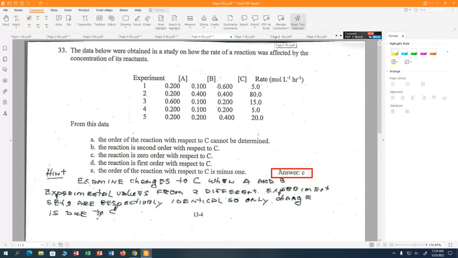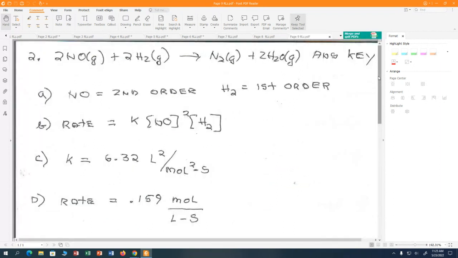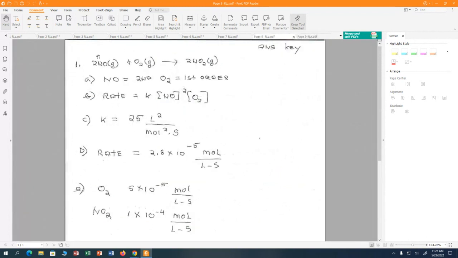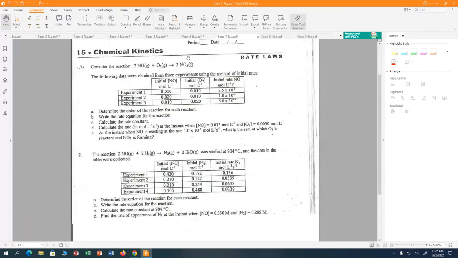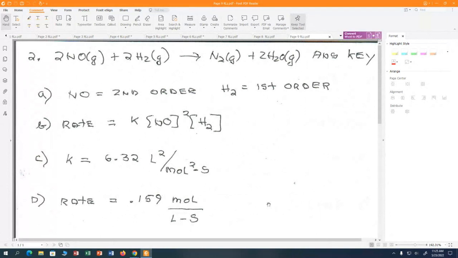Okay, the next ones are these two problems. And the corresponding answers are, this is the answer for 2, and this is the answer for 1. So these are the answer keys associated with this problem. This is 1, this is 2, this is the answer key for 1, this is the answer key for 2.